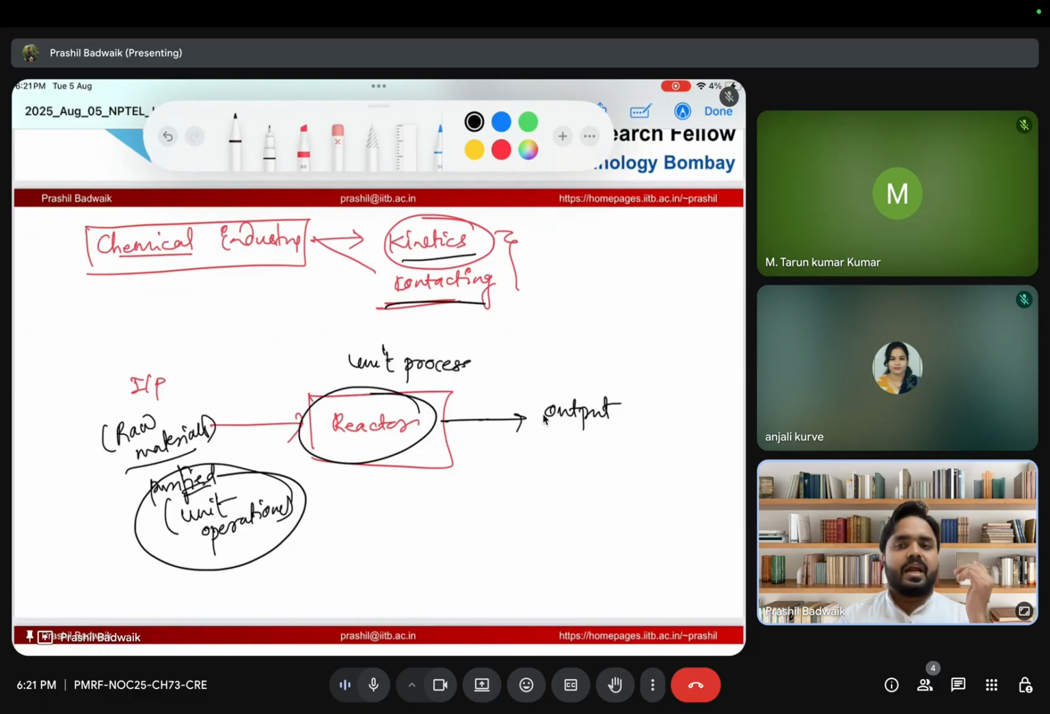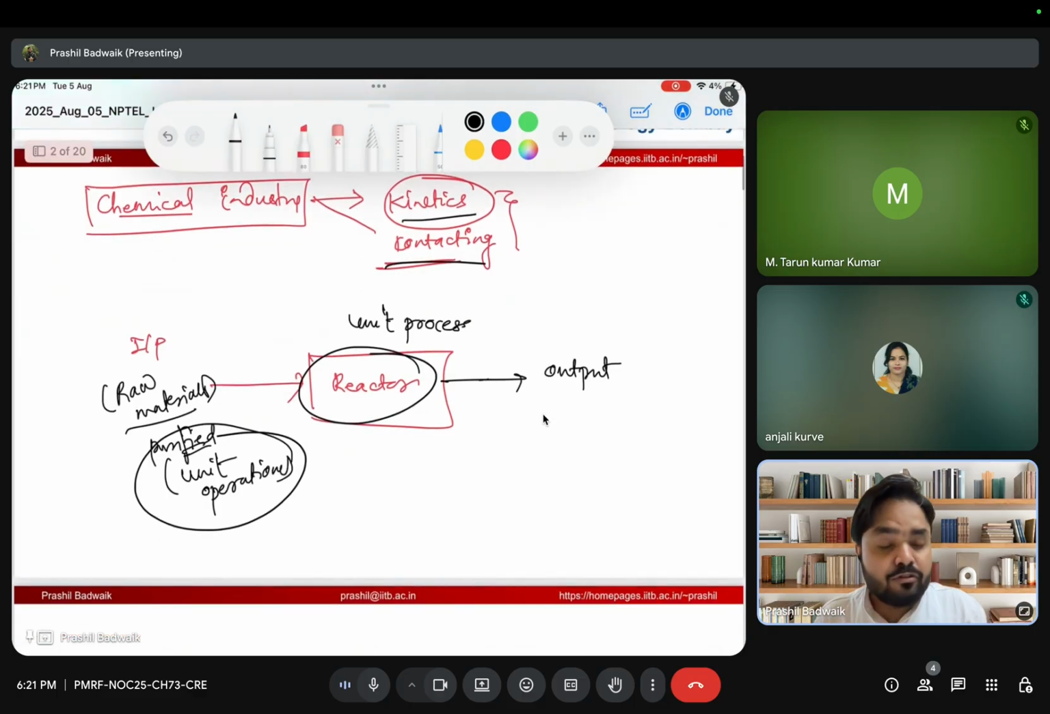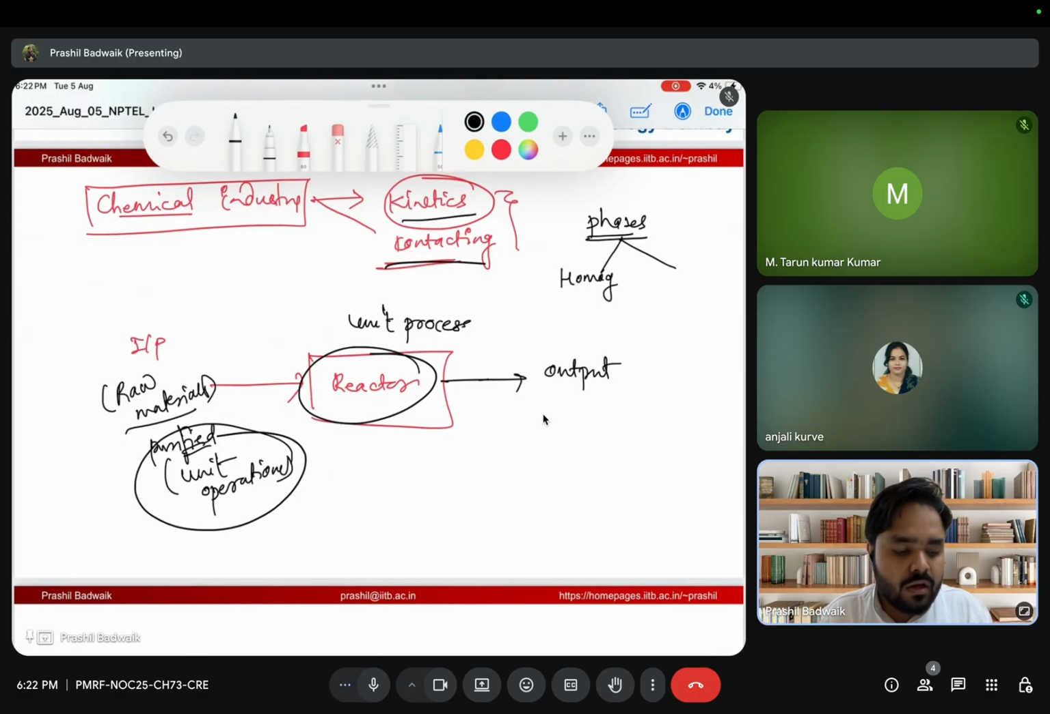Then we talked about what are the different types of chemical reactions. The most important criteria by which we categorize chemical reactions is first based on the phases, and that entirely divides chemical reaction engineering into two parts. Based on the phases we can have homogeneous reactions and heterogeneous reactions, right?